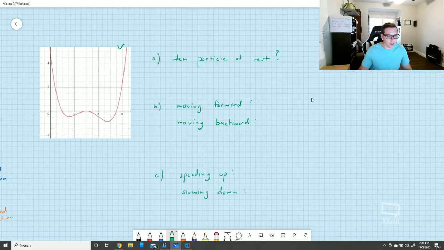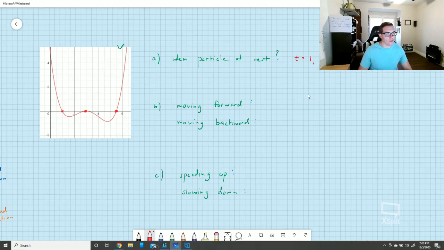Okay, so we have our velocity curve. So first things first, when is the particle at rest? At our critical points. Here, here, here. So it looks like t equals 1, t equals 3, and t equals 5.5. That's when the particle stopped.